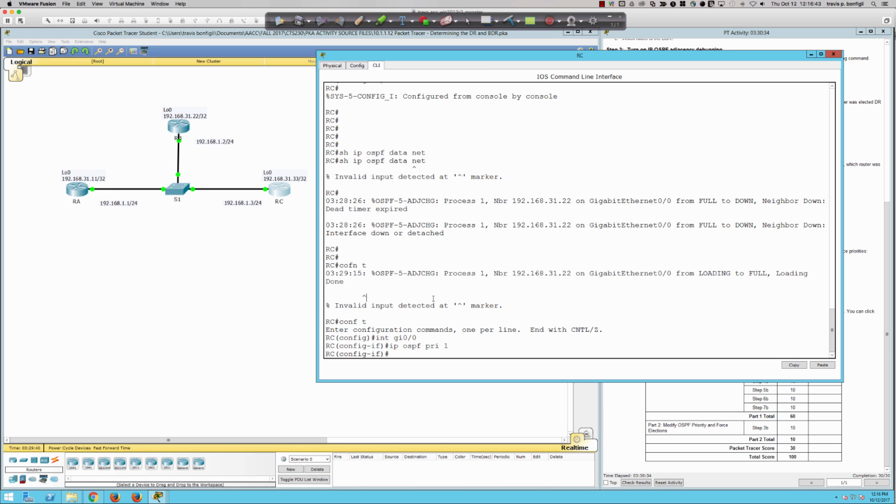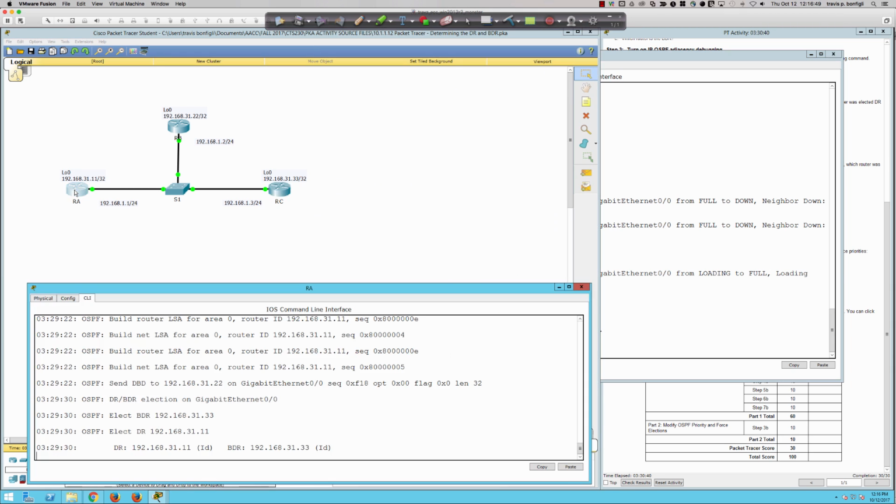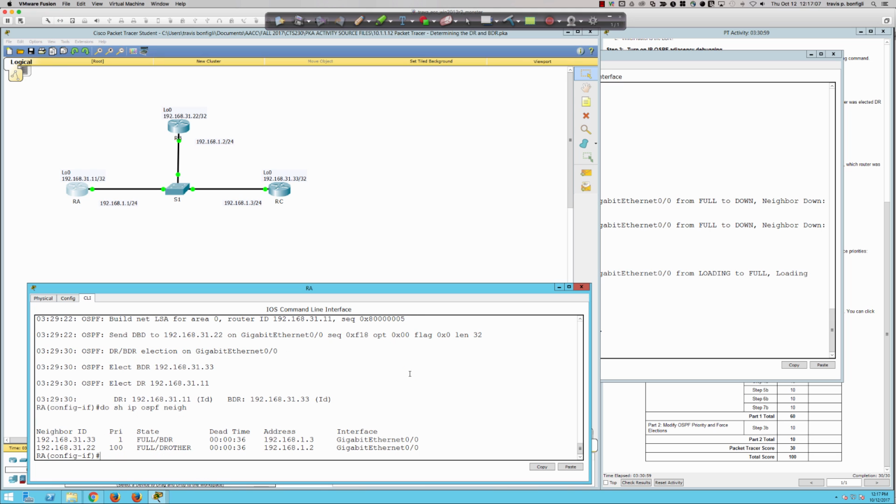Remember, is the DR BDR election preemptive? No. If it was preemptive, when we made the change on A, and actually A was the DR so it wouldn't have happened there, but B would have become the BDR, and it didn't. And we can see that when we run the show IP OSPF neighbor command. I believe 3 is the BDR, right?